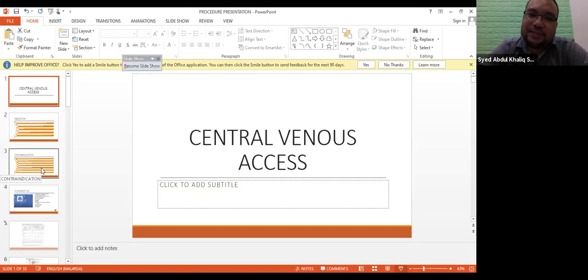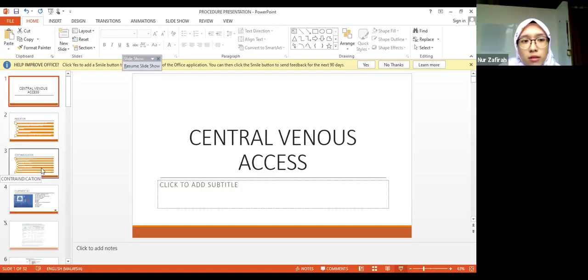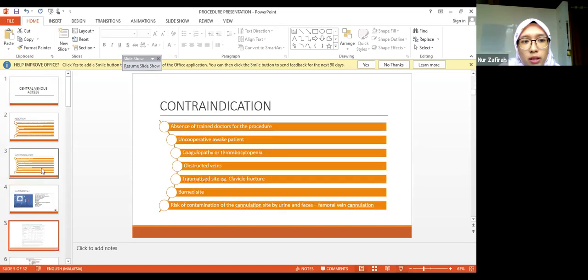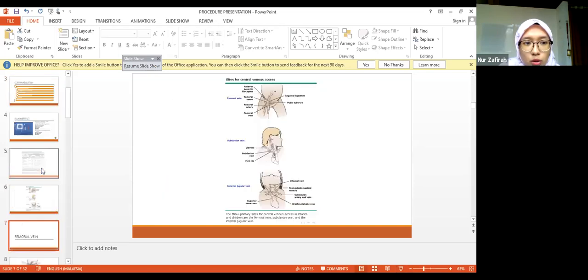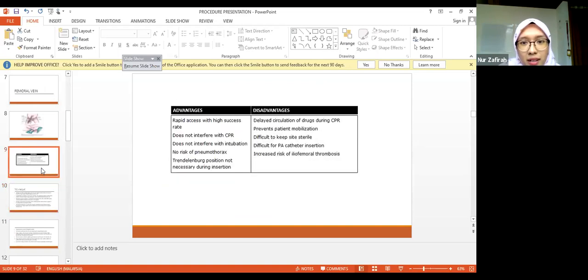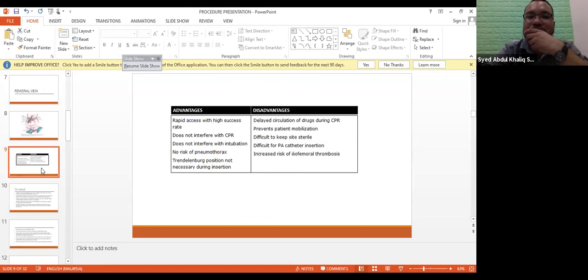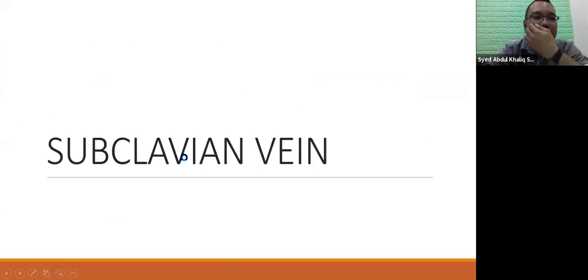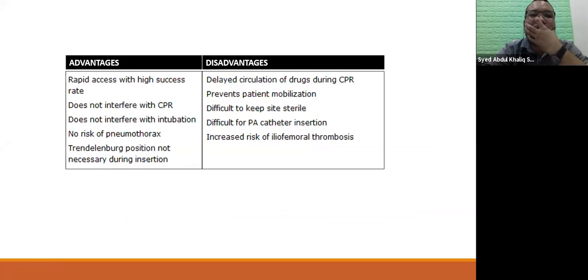So I proceed next for the next central venous access. What's the problem with femoral lines? The problem is the risk of contamination around the perineal area, because the perineal region is very near, and babies wear diapers, isn't it? So sometimes it may be contaminated with poo and others.